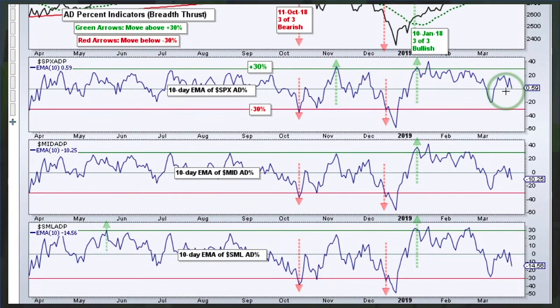And if we look at the individual indicators, there we can see all three triggering bullish in early January. If we look back to that November signal in the S&P 500, you can see it was not confirmed by mid caps or small caps. And currently, we'll just keep watching this indicator and it'll turn bearish if two of these three move below minus 30%.